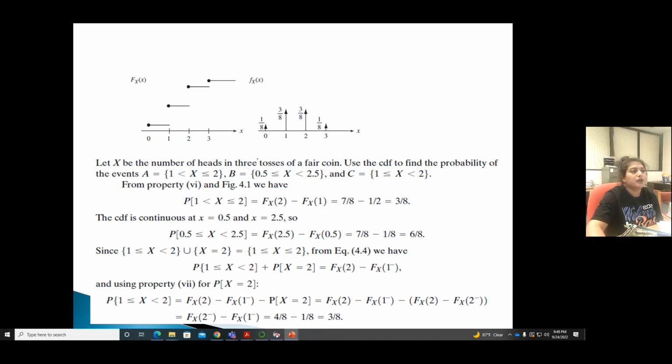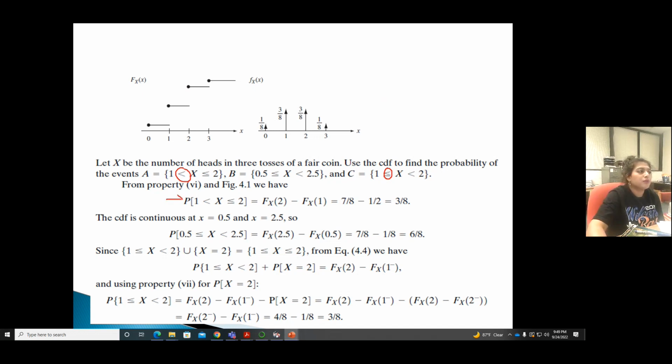So if the number of tosses are obviously fair, we can use the CDF to find the probabilities of the events. So 1 to 2, and 0.5 to 2.5, and 1 to 2 again. Basically, this practice of noticing whether it is greater than or equal to, and then just greater than, is very important. That is how your events will be different. So 1 to 2 is basically Fx of 2 minus Fx of 1.